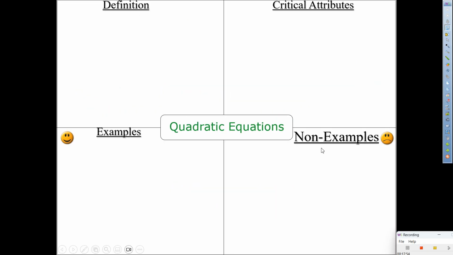So before we moved on, though, don't look at your notes. Tell your neighbor a definition for quadratic equations. Definition for quadratic equations. Tell your neighbor. Without looking at your notes, type it on the screen, please. What is the definition for quadratic equations?